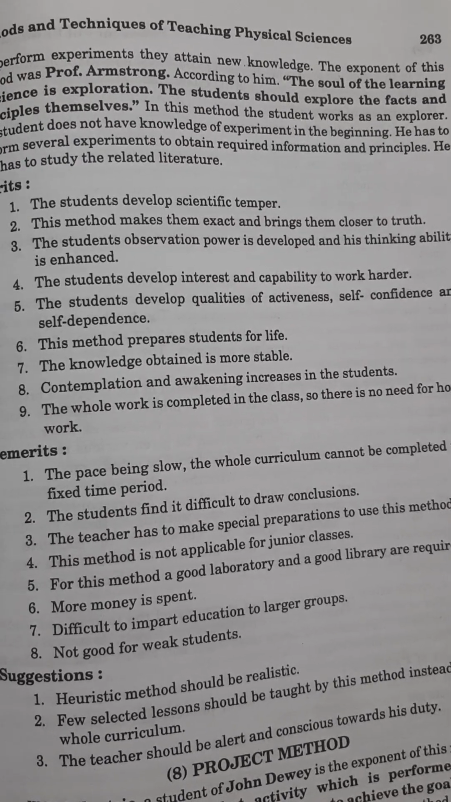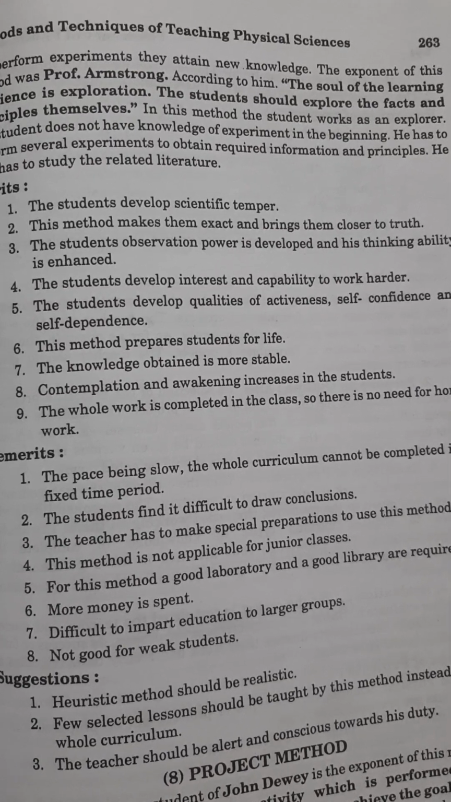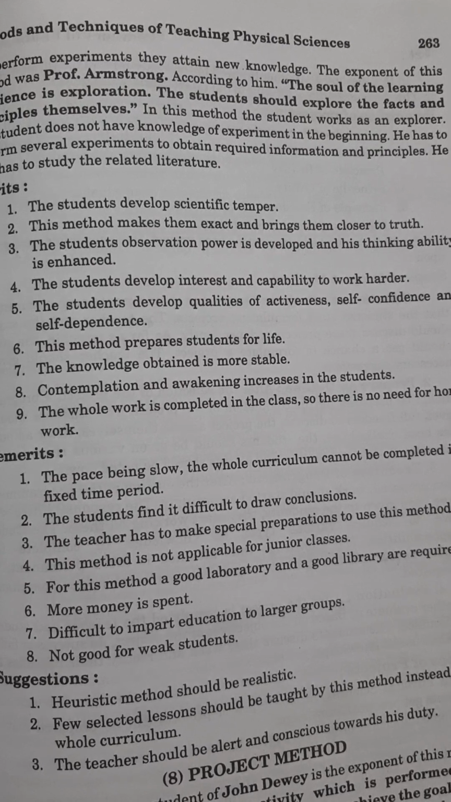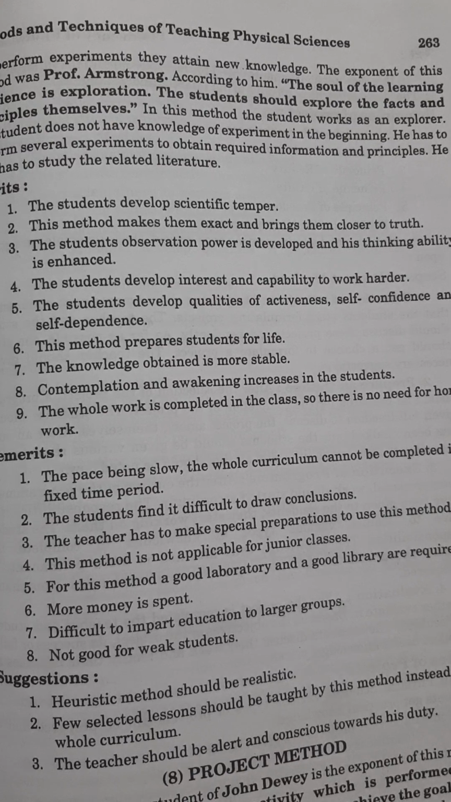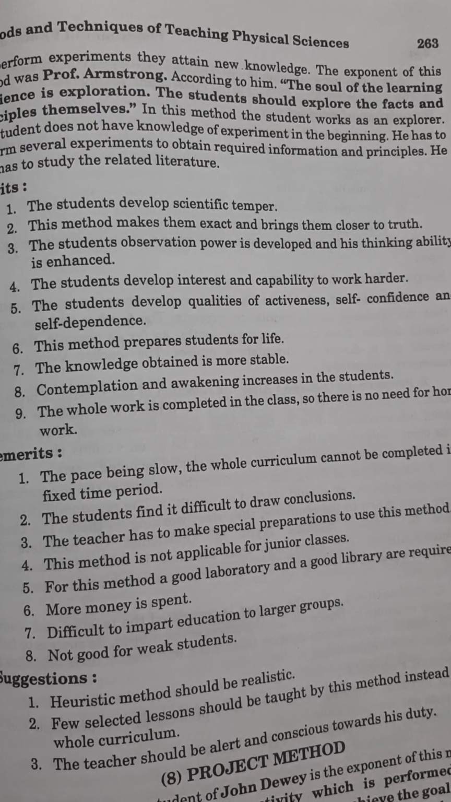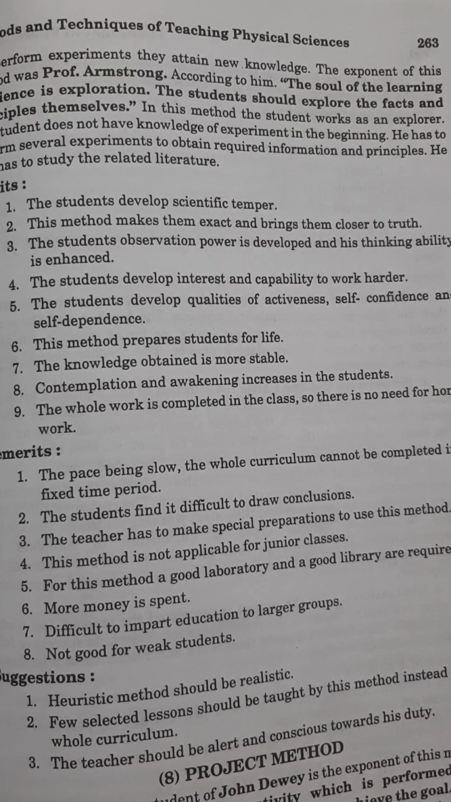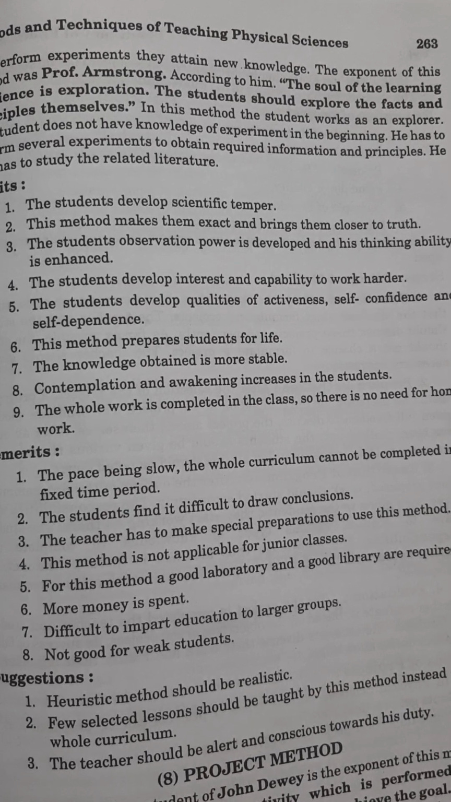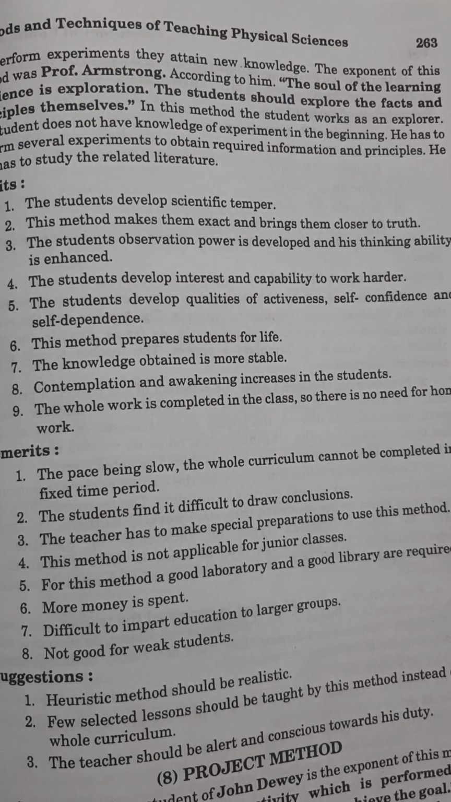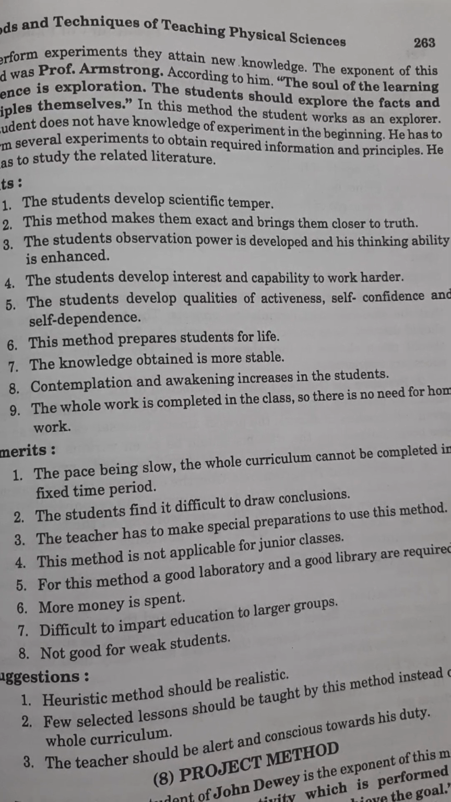So, the merits and demerits of teaching with the heuristic method. Merits. Number 1, the student develops scientific temper. Second, the method makes them exact and brings them closer to truth. Point number 3, the student's observation power is developed and his thinking ability is enhanced. Fourth point, the student develops interest and capability to work harder. Point number 5, the student develops qualities of activeness, self-confidence and self-dependency.